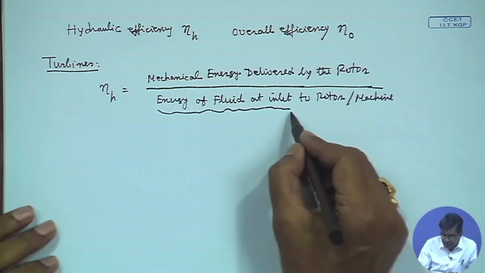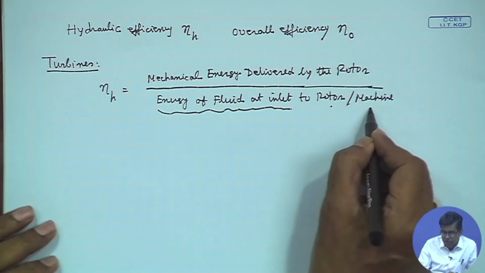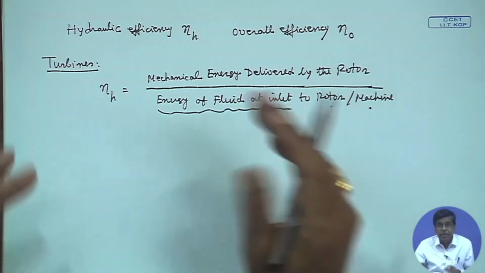Now, here the energy available at the inlet to the rotor and at the inlet to the machine is the same, since the stator is a fixed member, so it does not move. So, there is no mechanical energy transferred. Therefore, if we neglect the heat loss from the machine and the viscous dissipation, the mechanical energy at inlet to the machine and the mechanical energy at inlet to the rotor remain the same. This is because the stator remains fixed.